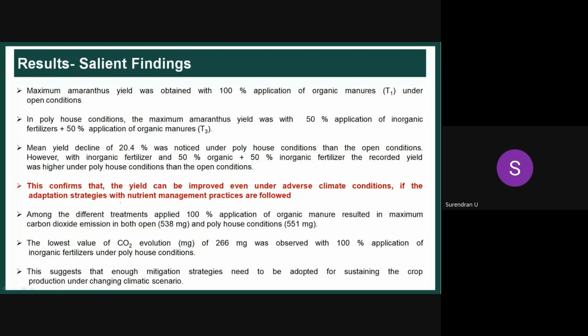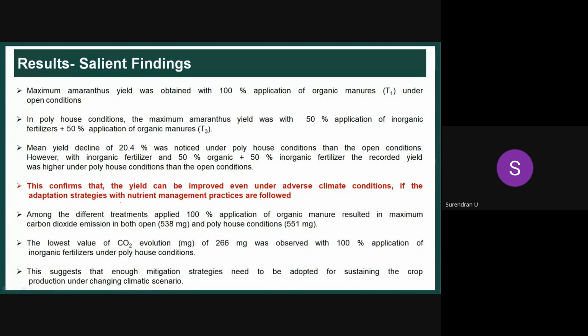The main findings we observed: the maximum yield under open conditions was with organic manuring, whereas in the polyhouse or controlled condition, integrated nutrient management was found to give a higher yield. A yield decline was noticed under polyhouse conditions, which here means elevated temperature. A 20.5% or 20.4% yield decline was noticed.